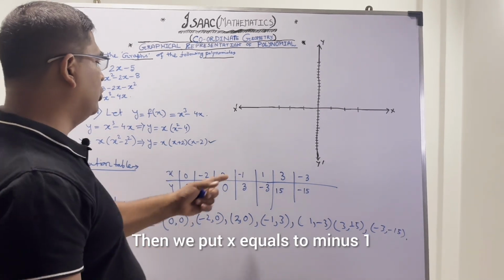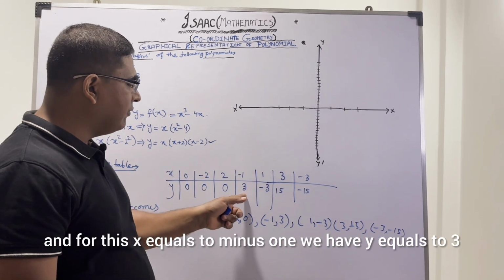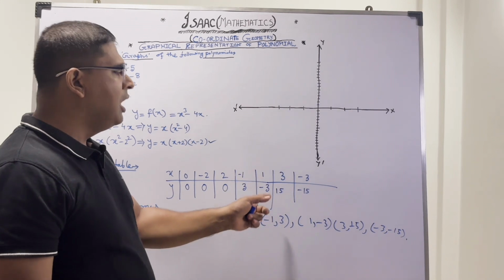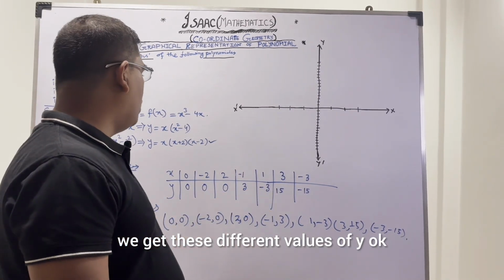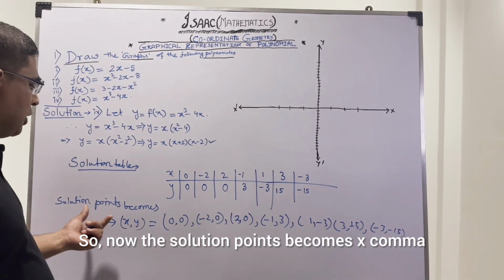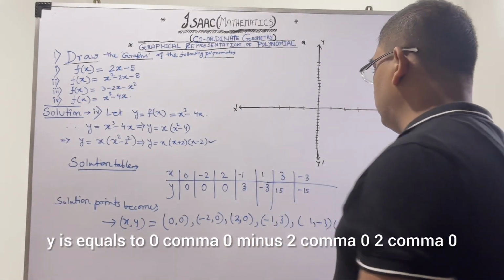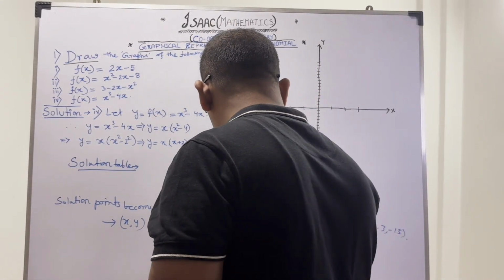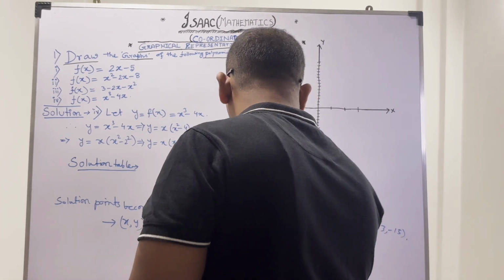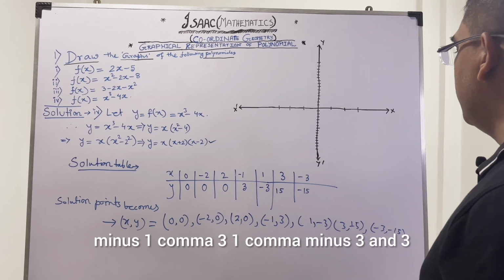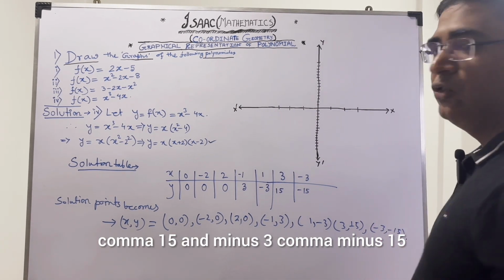Okay, then we put x equals minus 1, and for this x equals minus 1 we have y equals 3, and after putting these more values we get these different values of y. So now the solution points x comma y become 0 comma 0, minus 2 comma 0, 2 comma 0, minus 1 comma 3, 1 comma minus 3, 3 comma 15 and minus 3 comma minus 15.